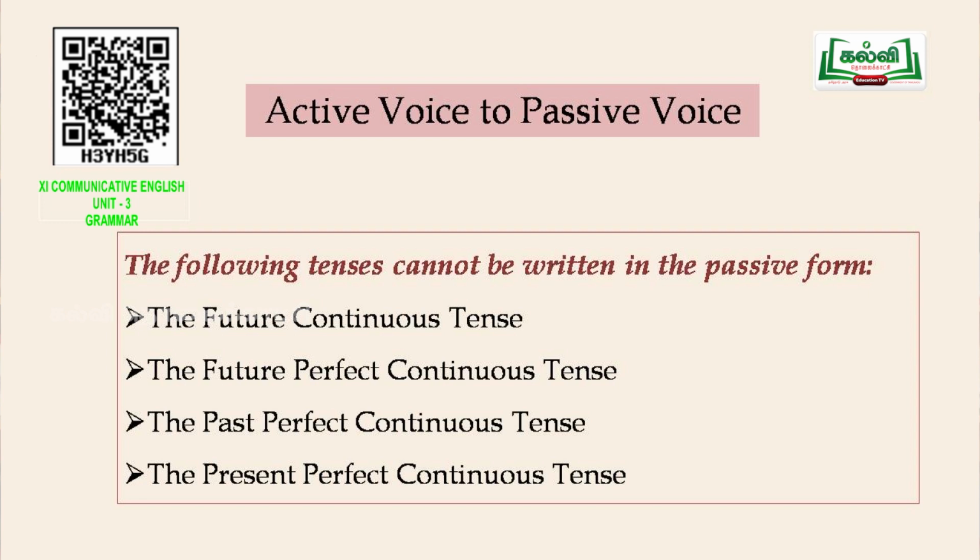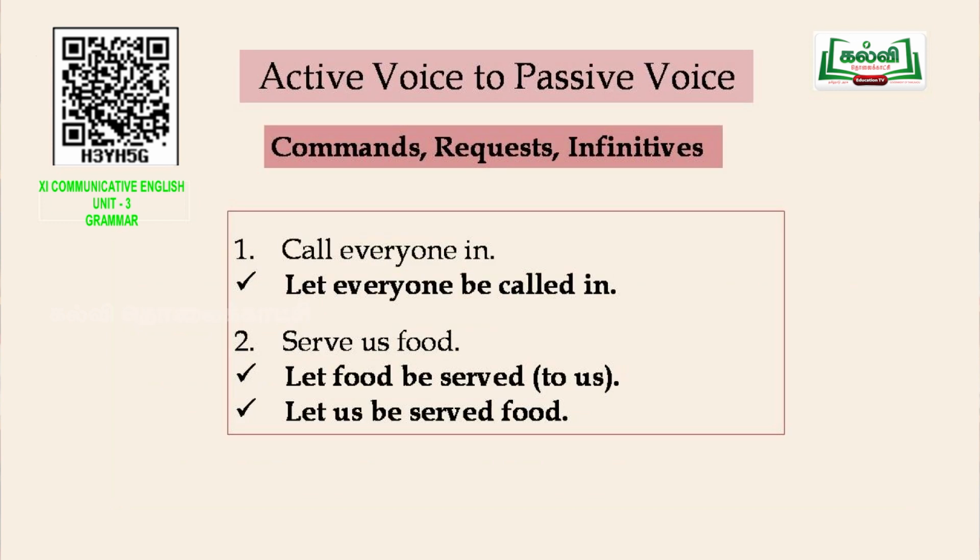So, once again I reiterate, the following tenses cannot be written in the passive form. Future continuous, future perfect continuous. Then past perfect continuous, present perfect continuous. So, what are the tenses that we have discussed so far? Simple present, present continuous, present perfect. Simple past, past continuous, past perfect. Simple future, future perfect. Right? Now, we move on to commands, requests and infinitives.